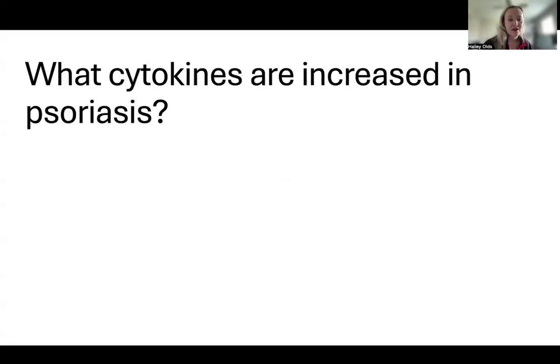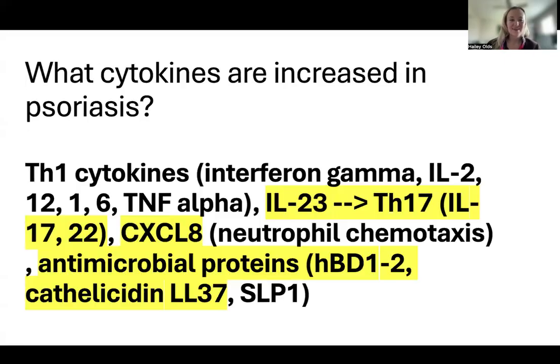What cytokines are increased in psoriasis? And sometimes if you think about the treatments that we have for psoriasis, this can kind of help you. Like, we use TNF alpha inhibitors and IL-17 inhibitors and IL-23 inhibitors. So this is Th1 cytokines, which includes interferon gamma, IL-2, 12, 1, 6, TNF alpha. IL-23, which then increases the Th17 inflammation, which is IL-17 and IL-22.